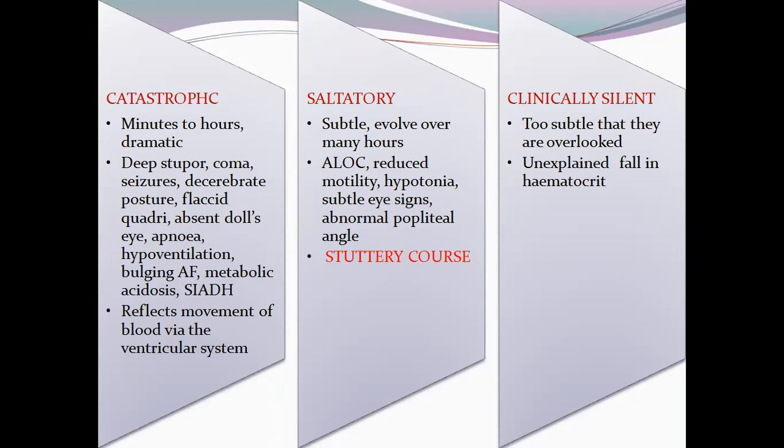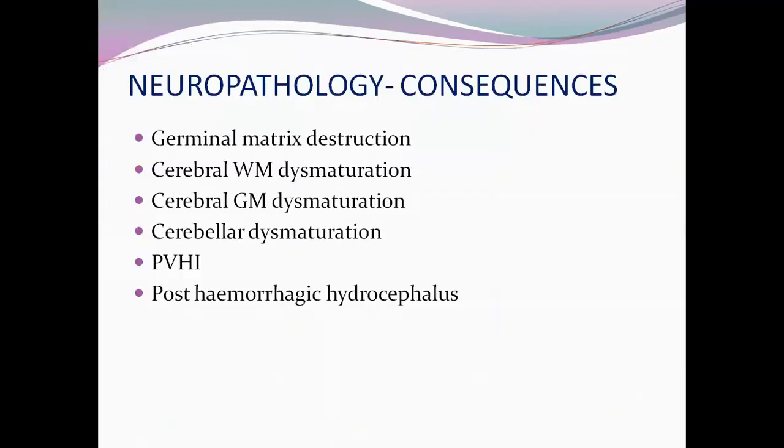and medulla. The second is the saltatory presentation, which is subtle and evolves over many hours, where the neonate presents with an altered neurobehavioral state, reduced motility, hypotonia, and subtle eye signs with skew deviation. This is a stuttering course, wherein the symptoms resolve for quite some time and then reappear again. The third is the clinically silent type, where it is so subtle that it is almost overlooked, except for an unexplained fall in hematocrit.